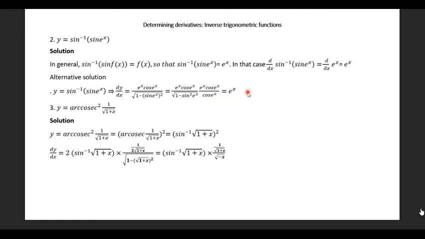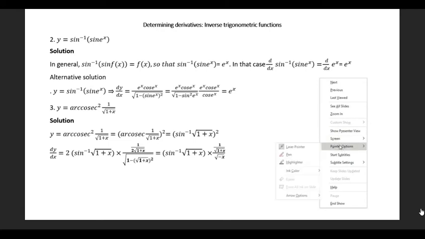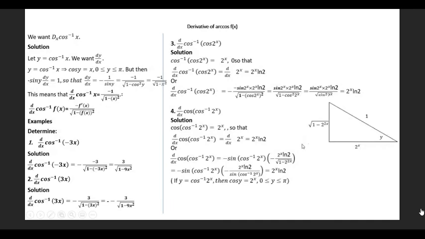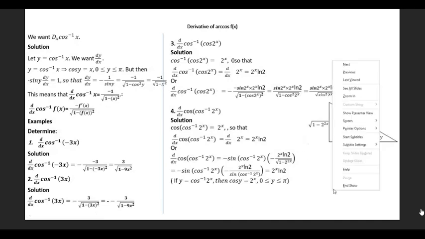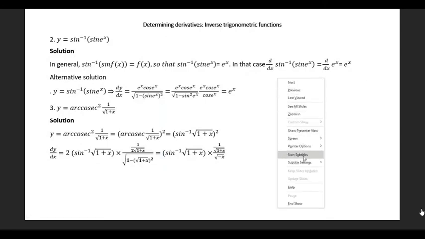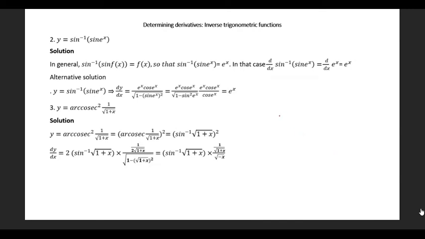So here, how did you get the cos e to the x at the bottom? I'm not very good at writing. Let me just see if I can try and write something. I'm using this equation. Sorry. Pointer option. Pen. I wanted a pen.